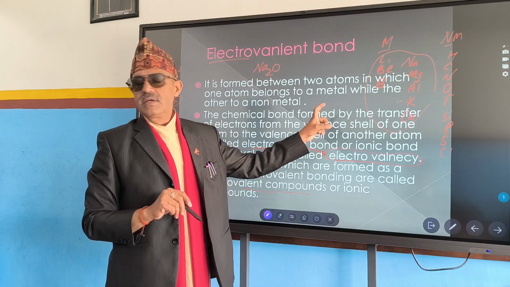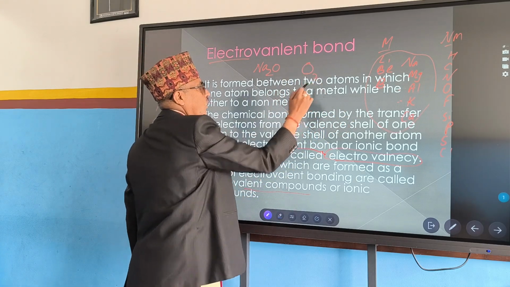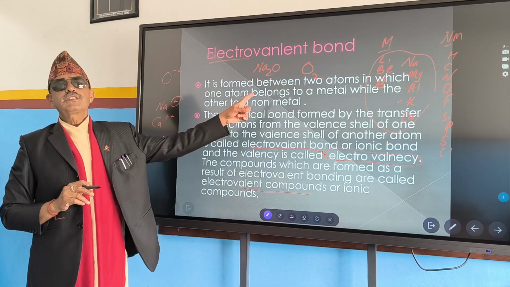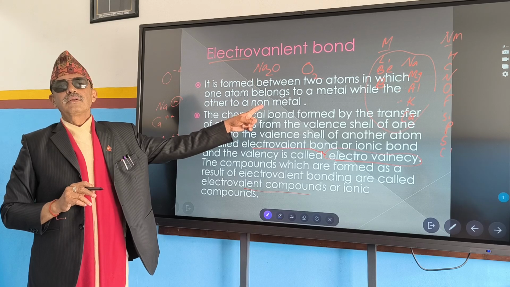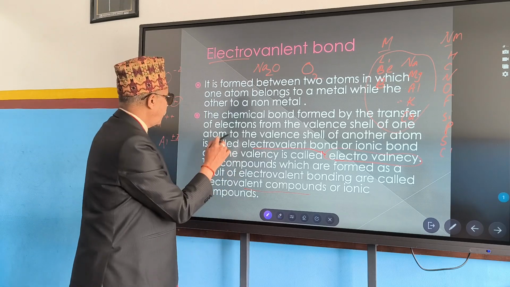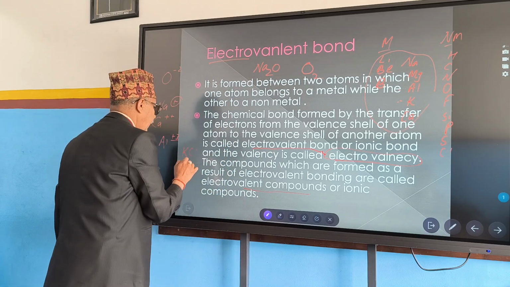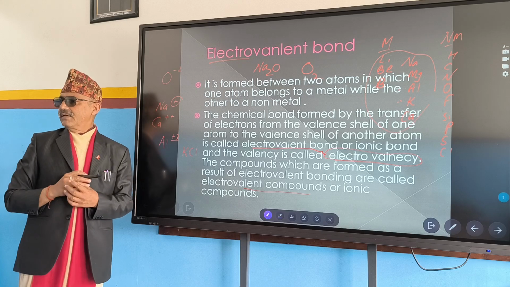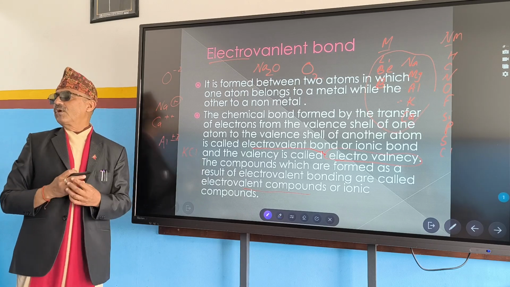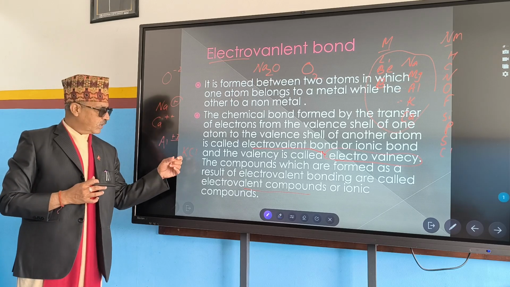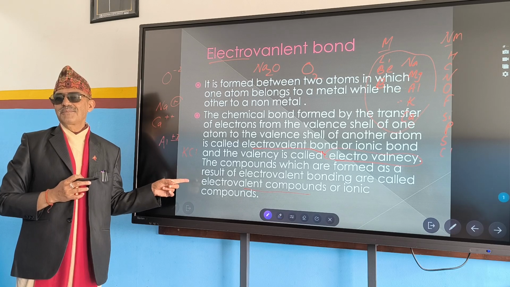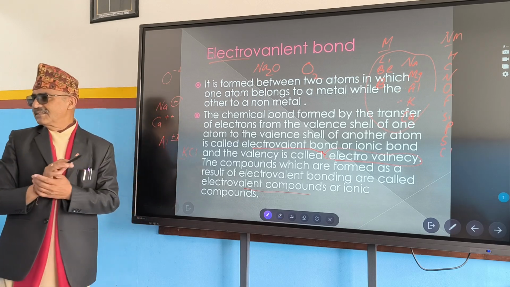In the molecule, if I write here O2, O2 is also a molecule, right? So is there an electrovalent bond? Oxygen is metal or non-metal? Non-metal. Non-metal means there is no electrovalent bond. Okay. If I write here KCl, potassium chloride, is there an electrovalent bond or not? Potassium is metal or not? Yes. If the first one is metal, then it is an electrovalent bond.